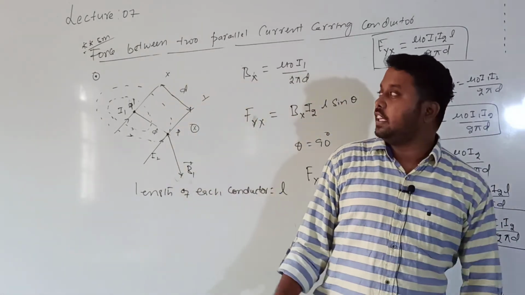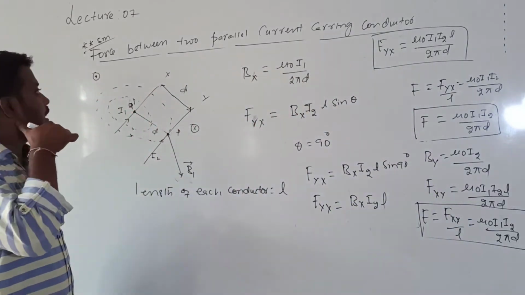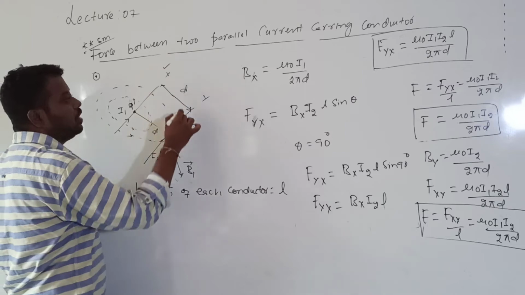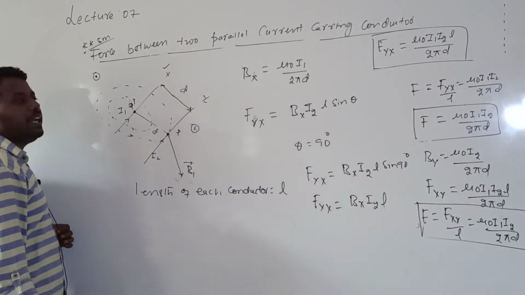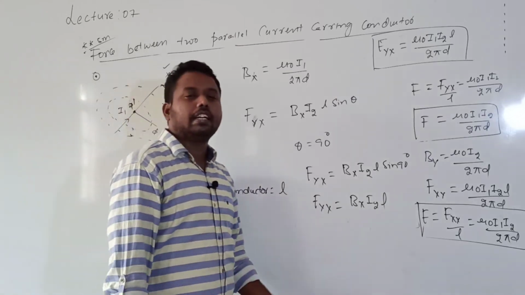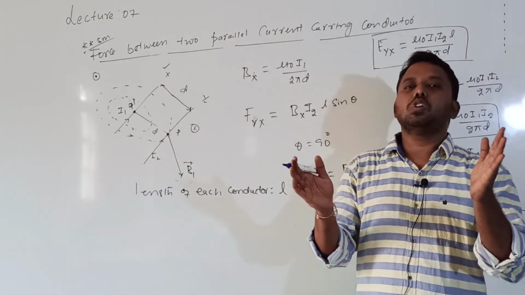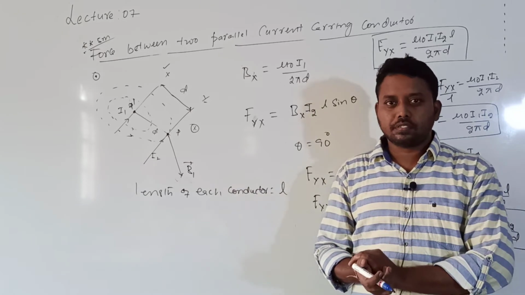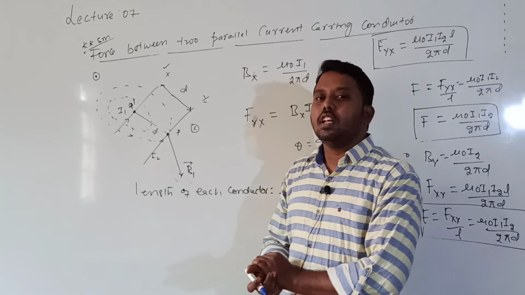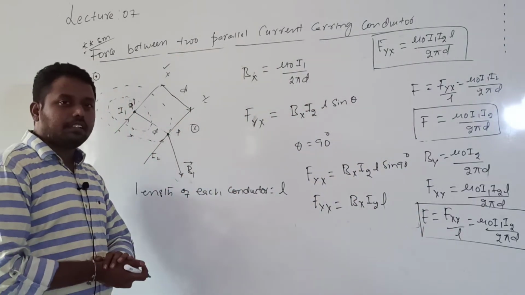By applying Fleming's left hand rule, the direction of the force acting on X due to Y will be towards Y. So what does it mean? Whenever two parallel conductors are placed near each other, what happens? Both will attract each other if they are carrying current in the same direction. If they are carrying current in opposite directions, they will repel each other.